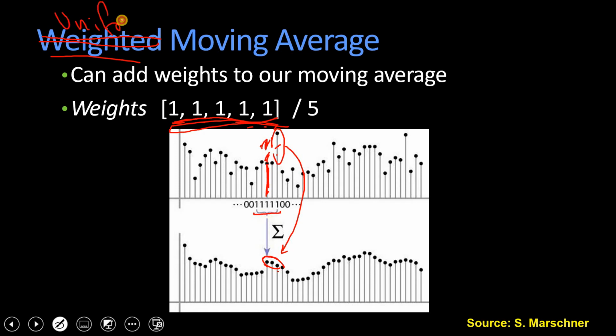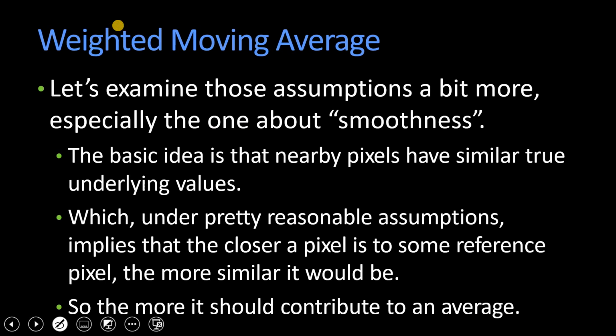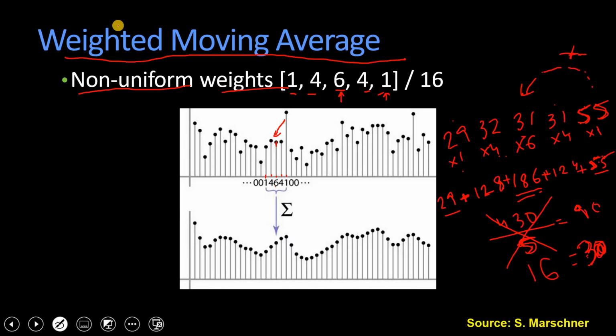So here you should write uniform. I should change this slide. This is not correct. It is uniform moving average. Uniform means same. So this was the uniform moving average, and the other one is the weighted moving average because the weights are different. So this is the concept we learned for signal processing.